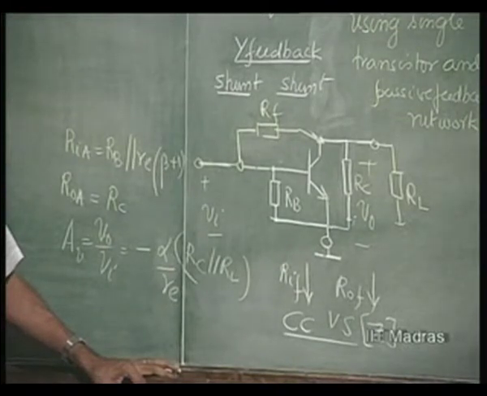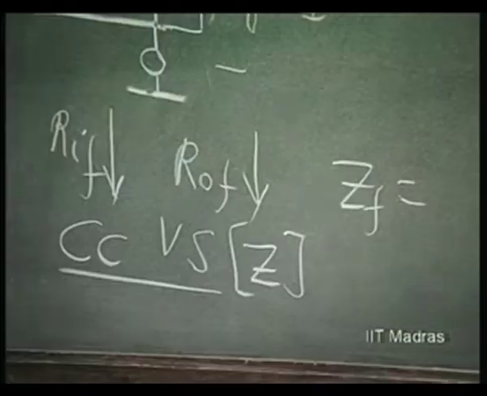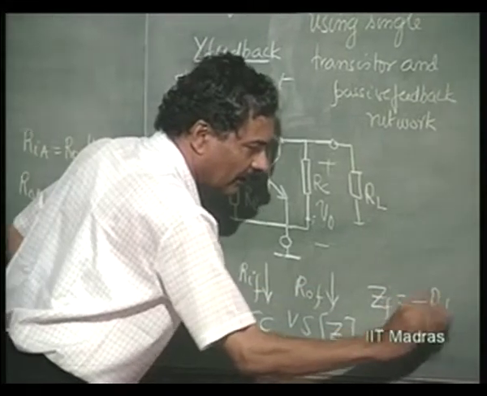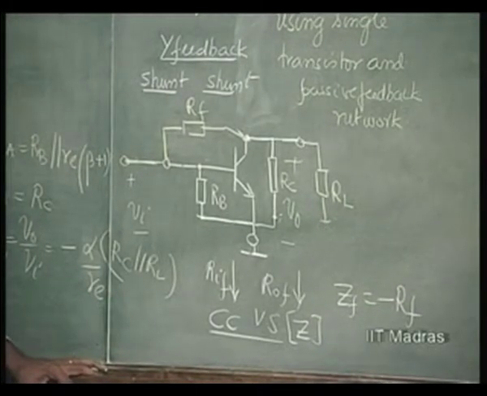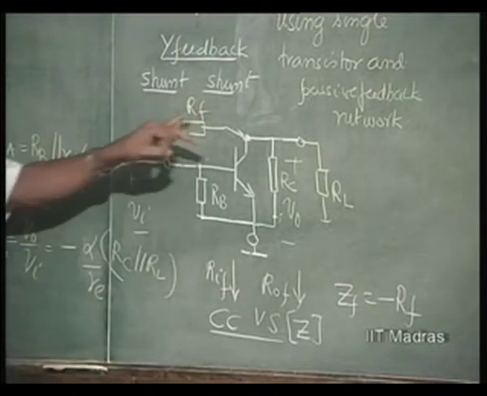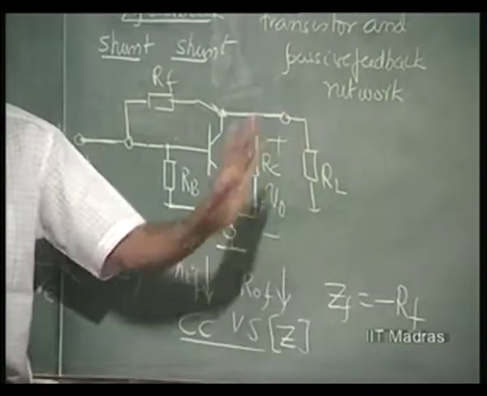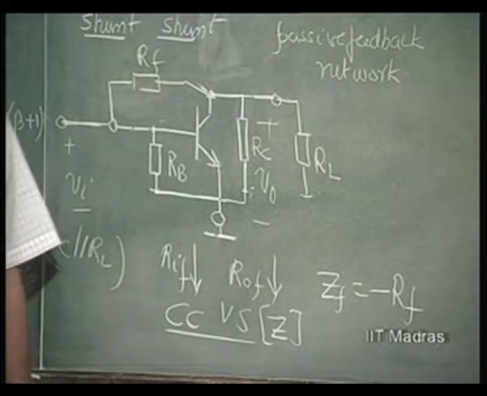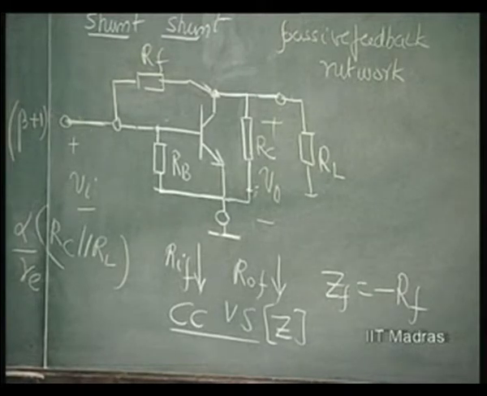ZF is going to be stabilized, and ZF in this case is going to become equal to minus RF, because ZF should become equal to some resistance which is coming as the feedback resistance. The only resistance that is coming as the feedback resistance is RF. So, ZF should ideally become RF. So, let us therefore see how it is going to become this.